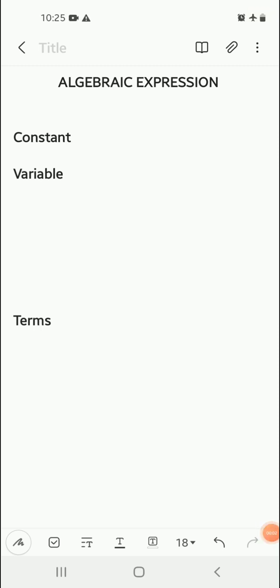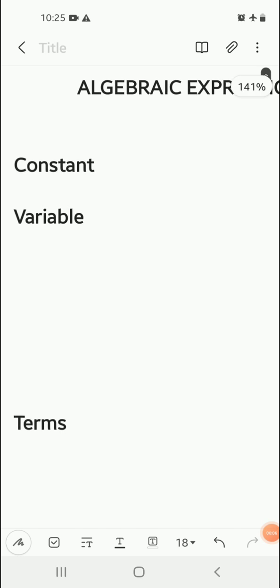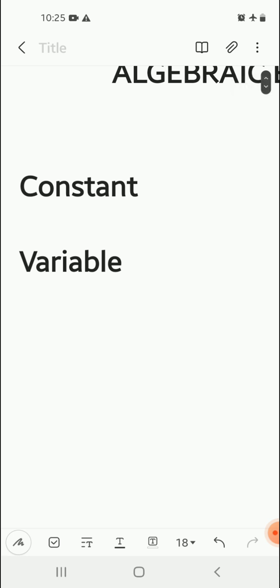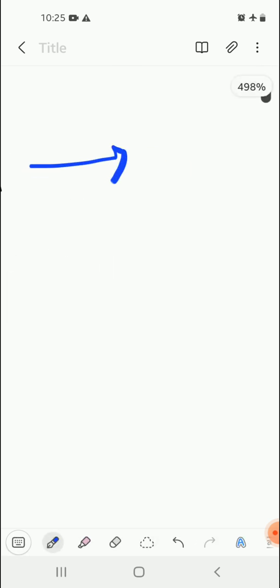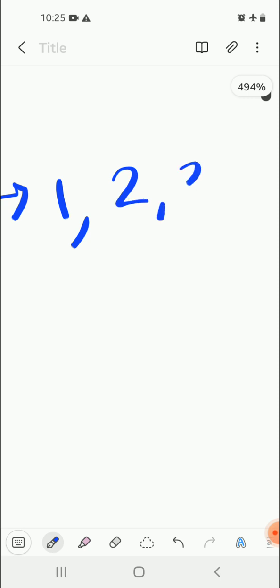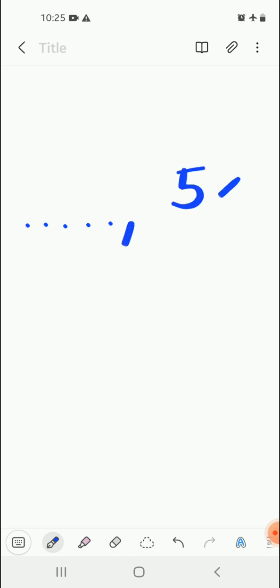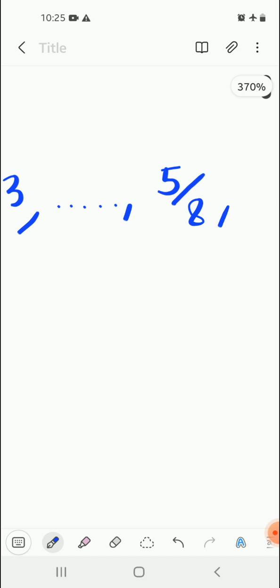Today's topic is algebraic expression. Now, what is algebra? Whenever we are using a combination of constants and variables, they become algebraic expressions. Constants can be 1, 2, 3, basically any number which is an integer, a whole number that begins with 0, or any fraction.